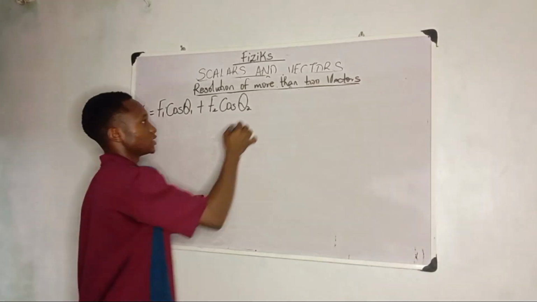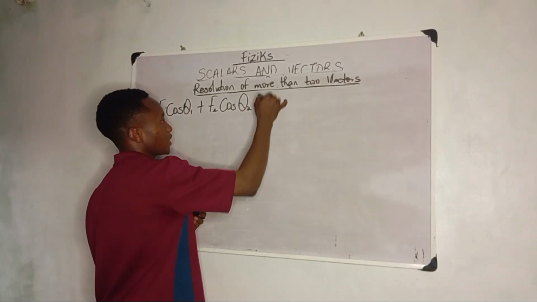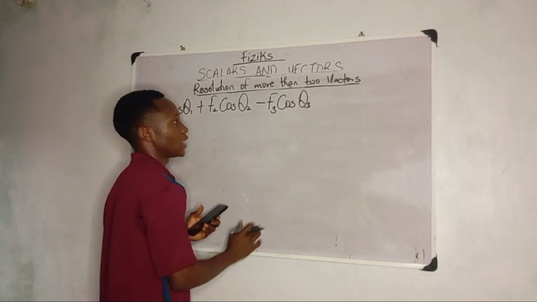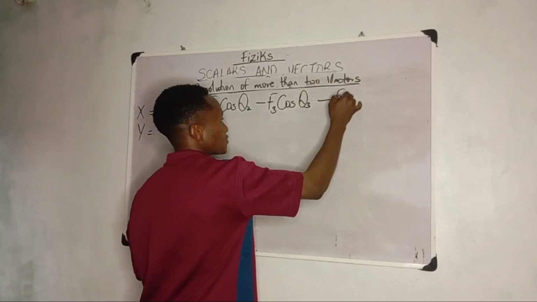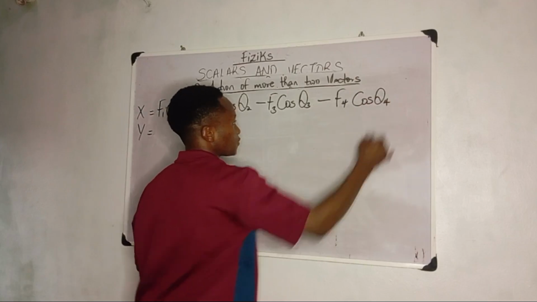Let's go to the third one. The third one is carrying a negative sign. So for the negative sign, we have a minus F3 cos theta 3. And the last one is also carrying a negative sign, which is minus F4 cos theta 4.